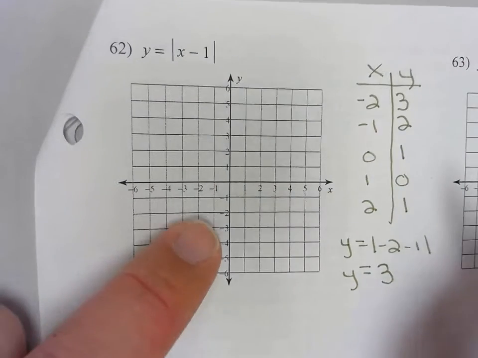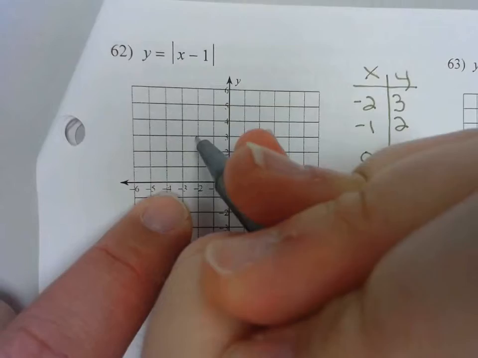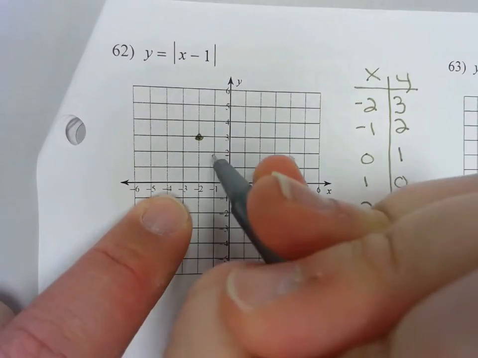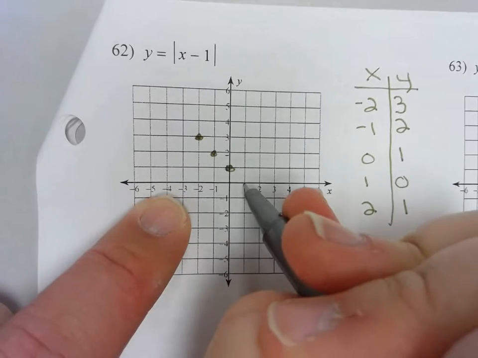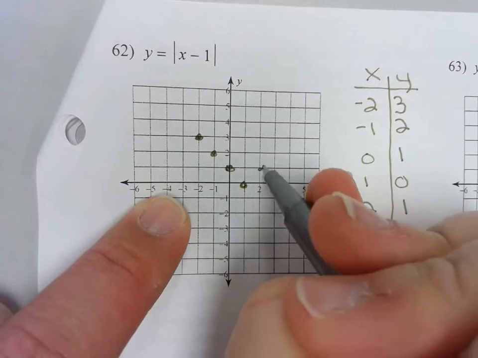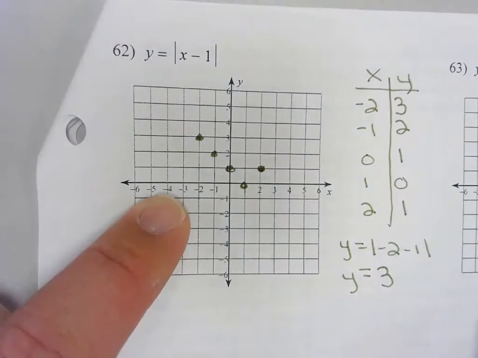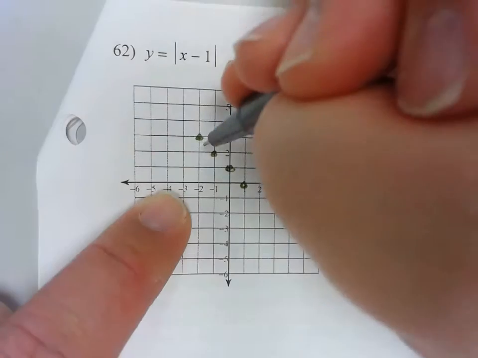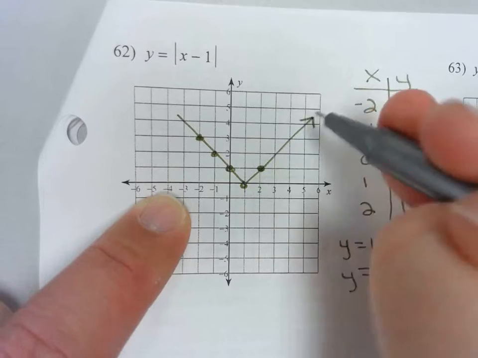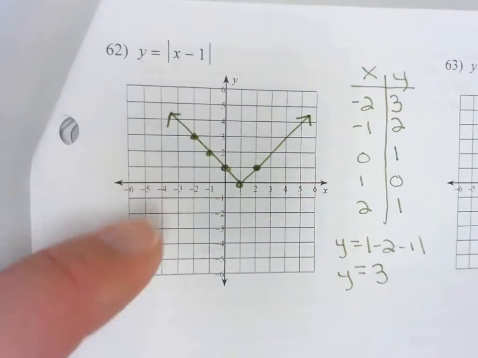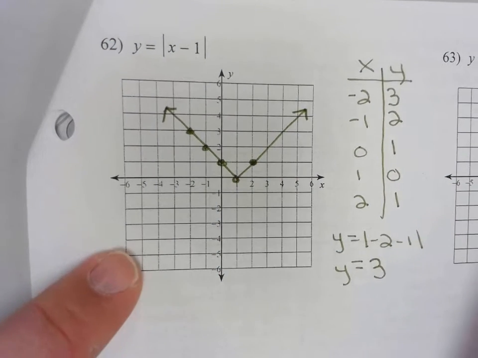So as I start graphing those points, -2, 3, -1, 2, 0, 1, 1, 0, and 2, 1. Do I see that V shape? Yep. So go ahead and connect your points. And there it is. So even though we haven't done it, it's not that hard. You're just plugging in points, and we're looking for that V shape. Anytime you have absolute value, it's always going to look like a V.